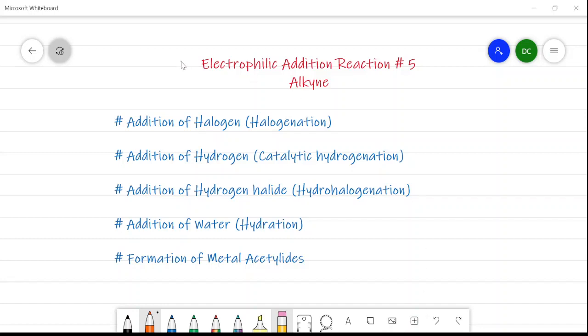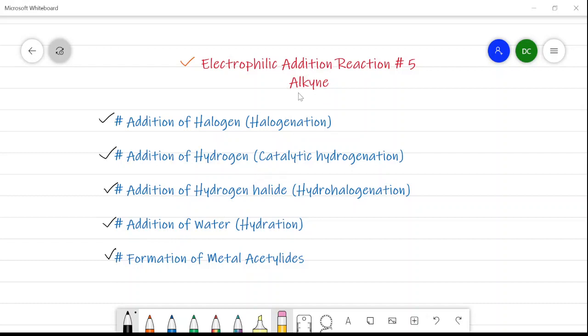Hello guys, this is the last part of electrophilic addition reaction in which we are going to discuss the electrophilic addition reaction across the carbon triple bond carbon, that is in case of alkyne. And these addition reactions are addition of halogen, hydrogen, addition of hydrogen halide, addition of water. In addition to this, we will see one substitution reaction of alkyne. It is nothing but the formation of metal acetylides.